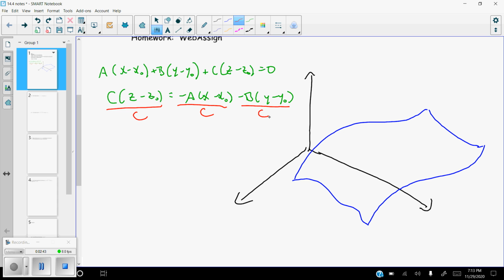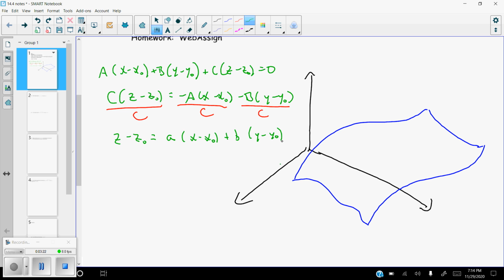So dividing by C on the left-hand side, of course, just leaves us with z minus z naught. And then on the right-hand side, we're going to have negative A divided by C. And the negative A divided by C is really just some other constant. We're just going to call it lowercase a. Whether it ends up being positive or negative doesn't really matter. It's just some other constant. Same thing with the negative B divided by C. It's going to be some other constant. So we're just going to say plus lowercase b times (y minus y naught).